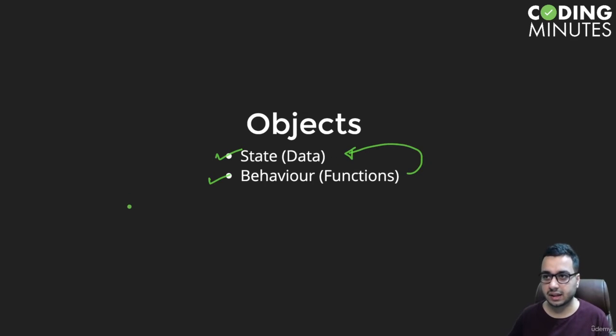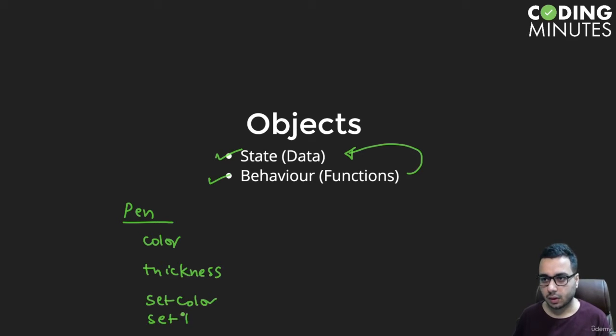For example, in the case of a pen, the data is the color of the pen and the thickness of the pen. The functions might be changing the color, changing the thickness, or showing the thickness. Maybe there could be a function get color, to see what color is currently selected in the pen object.